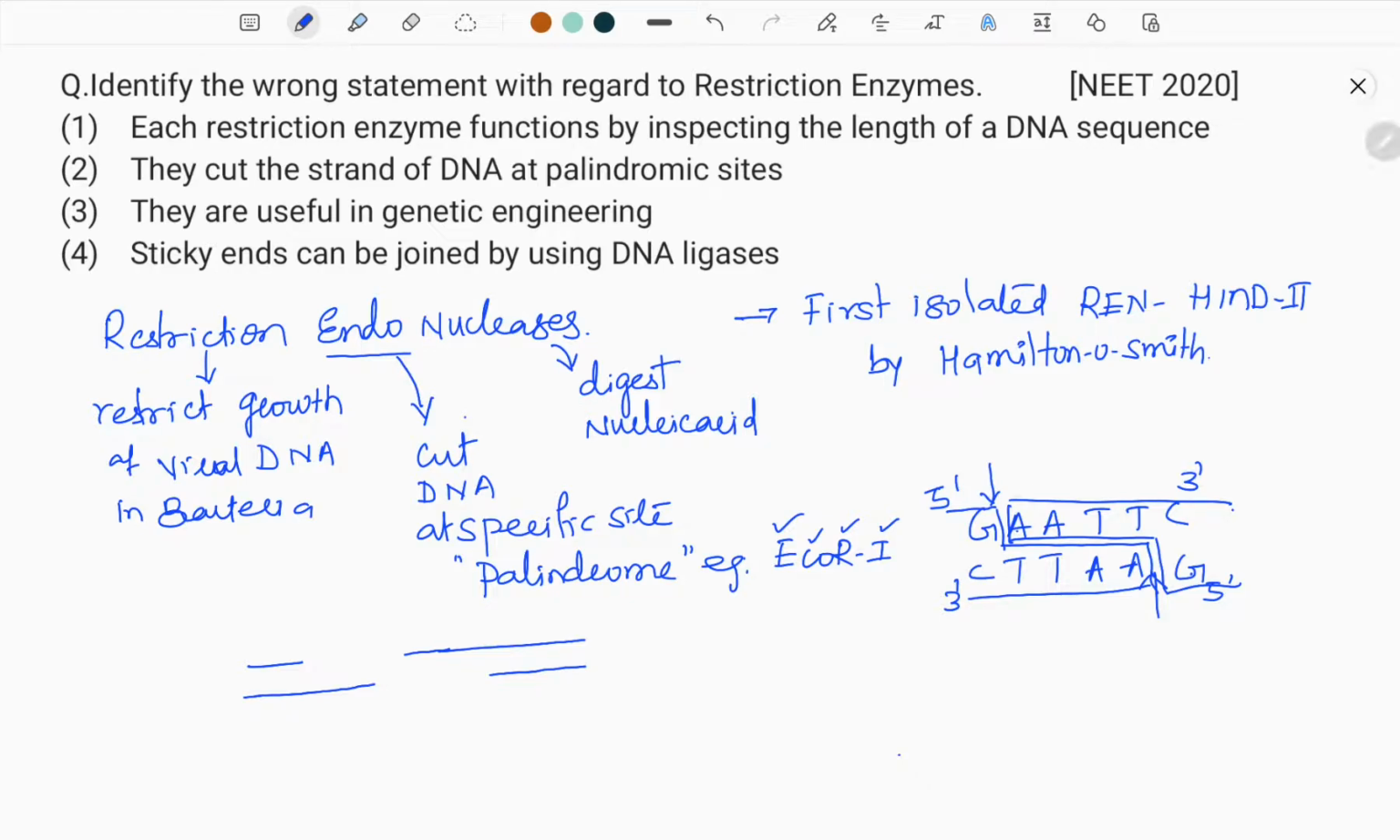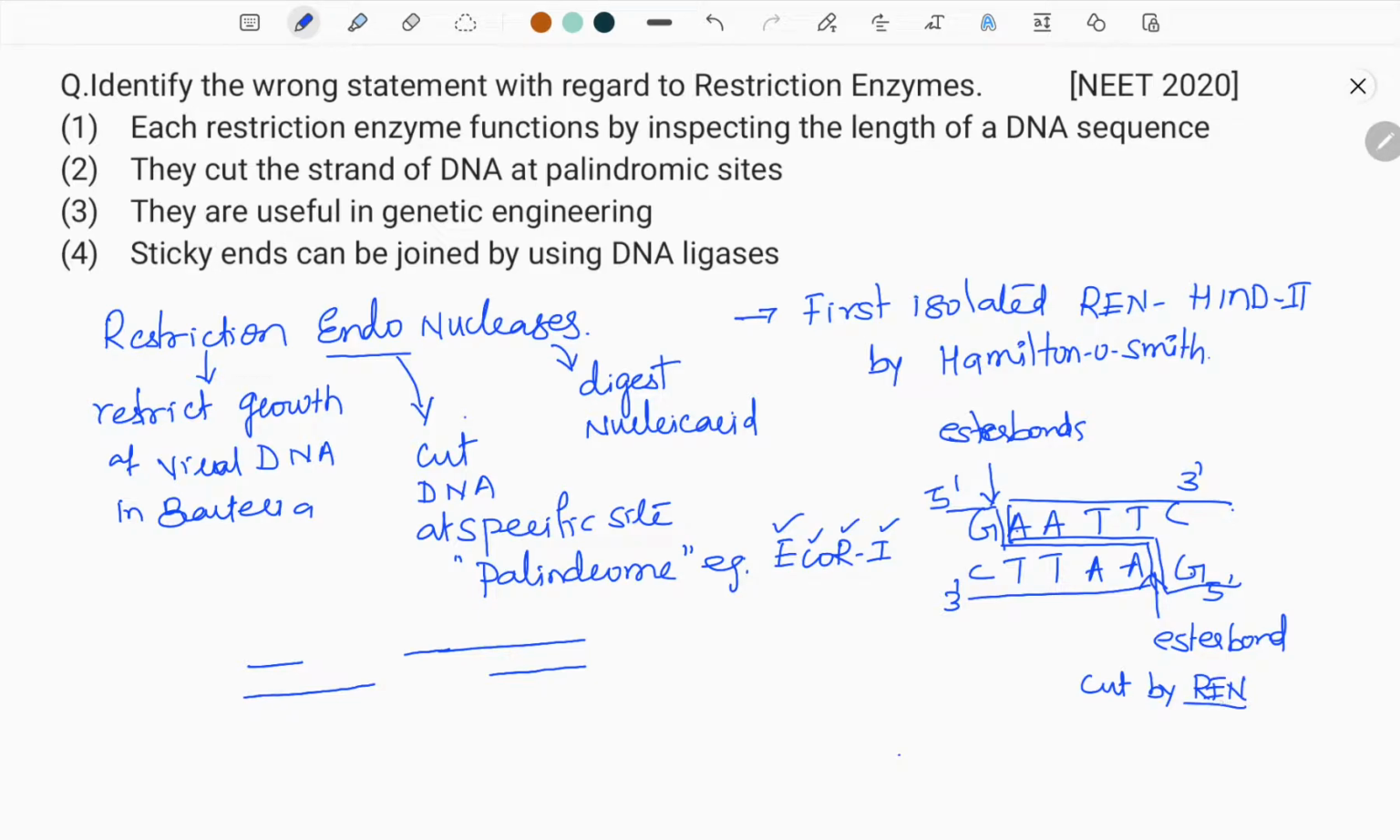One more thing here: the restriction enzyme will cut in between G and A. What does it cut exactly? It will cut the ester bond between sugar and phosphate. Here in between G and A, a sugar-phosphate ester bond is present, and that bond is cut. Here also the ester bond is cut, so two ester bonds are cut on the two strands of the double-stranded DNA molecule. Both ester bonds are cut by REN, restriction endonuclease.